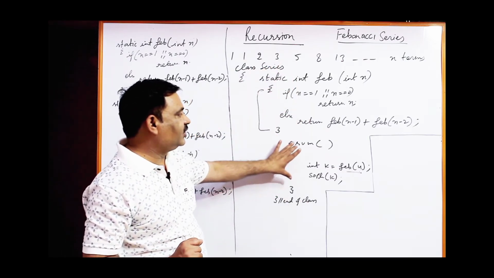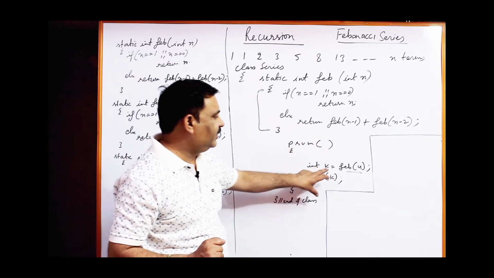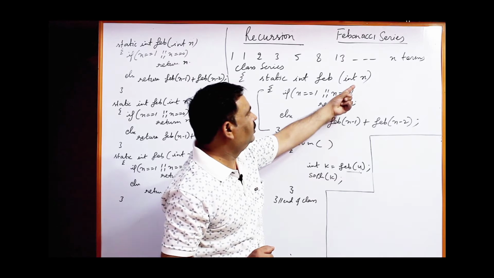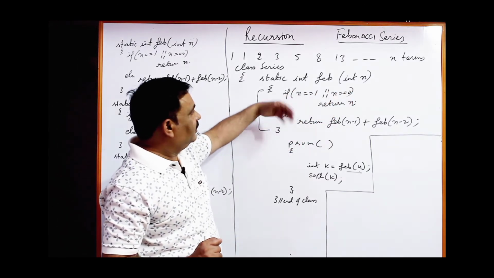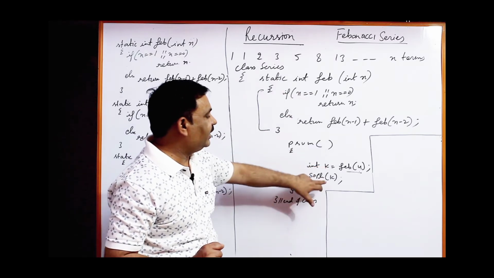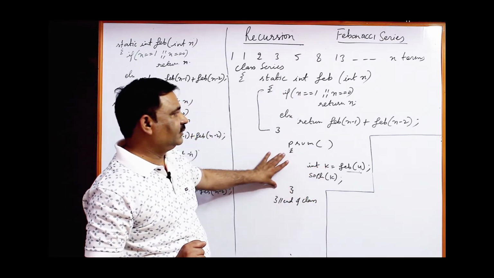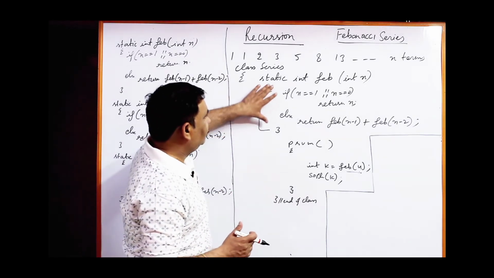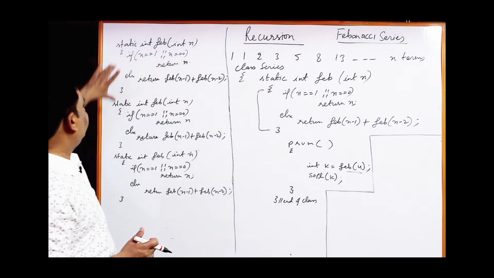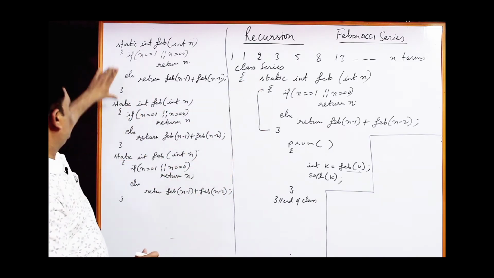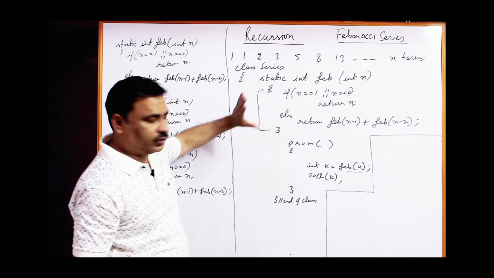This is the main function, public static void main. From here, we'll call this function fab, passing 4. So after computing, it will return the fourth term and it will be printed here. Let's start working. I am going to explain the working. Consider these are the different memory blocks of the same function. Same function, 1, 2, 3, and this is the fourth function.